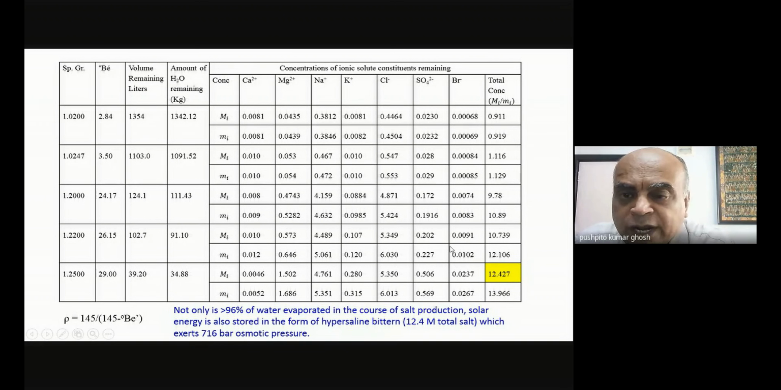So solar energy is not just about evaporating water, but it is also being left with these kinds of things where you have pent up solar energy, solar energy which is being converted into a form of chemical energy. So keep that in mind also.